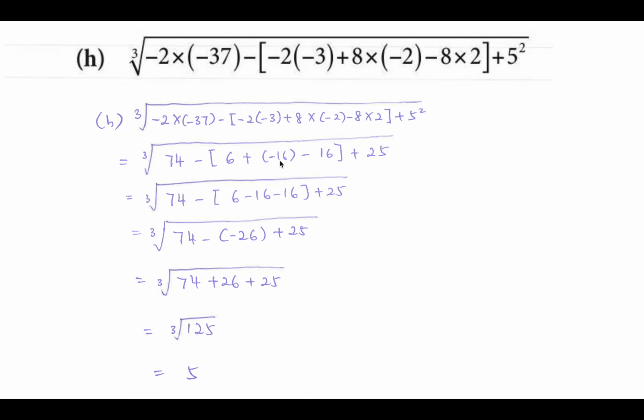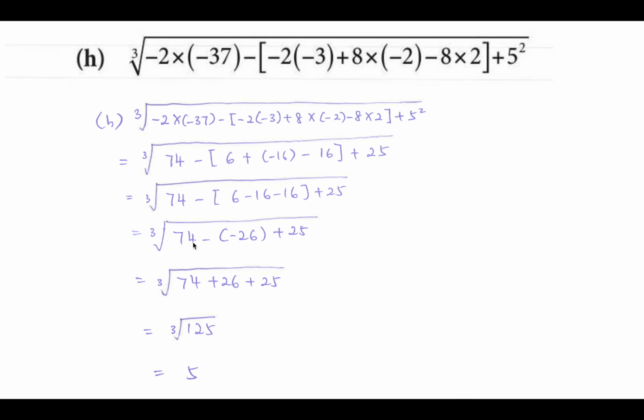8 times negative 2 is negative 16. 8 times 2 is 16. So we sort out the multiplication first, right? And then on the right side, we have 5 squared, which gives us 25. Now, after that, we continue to sort out the brackets. So 6 plus negative 16 minus 16 is 6 minus 16 minus 16, which result in negative 26.